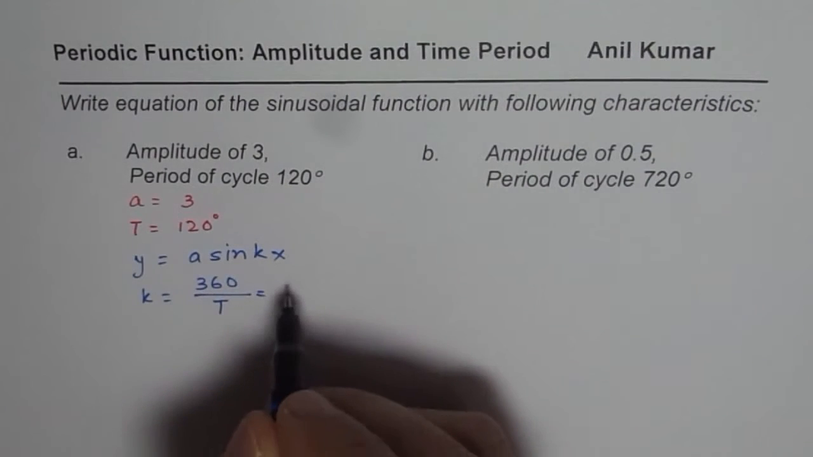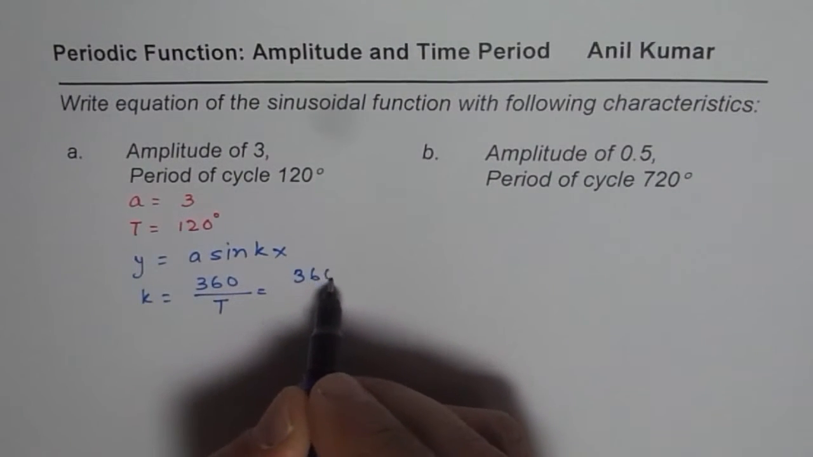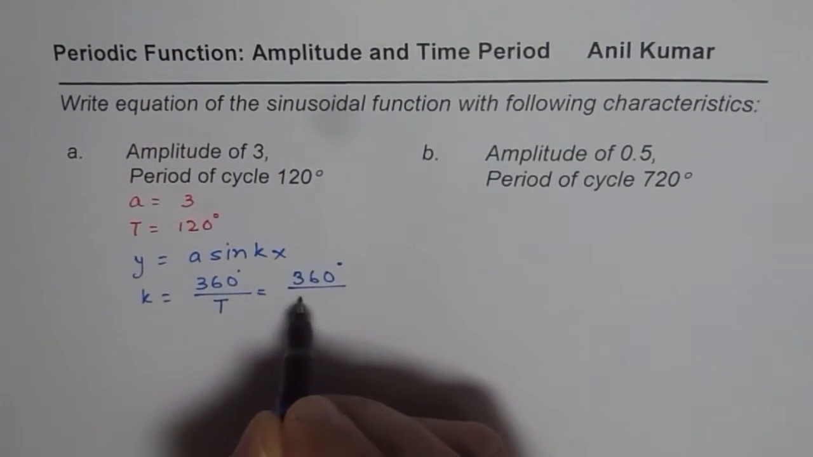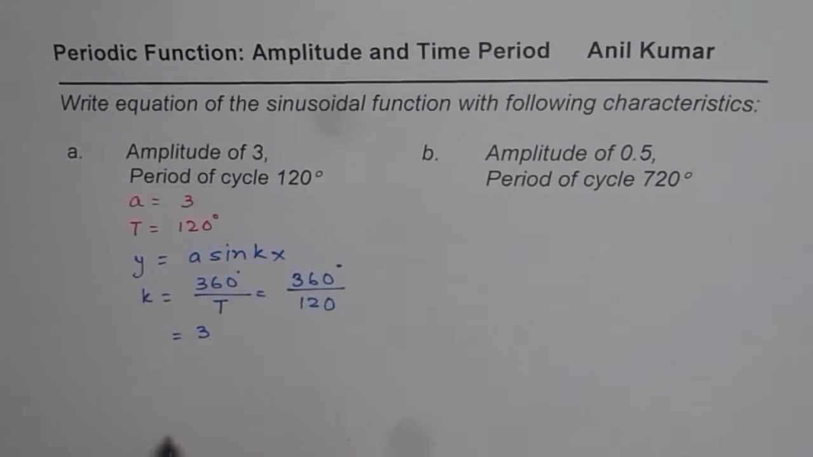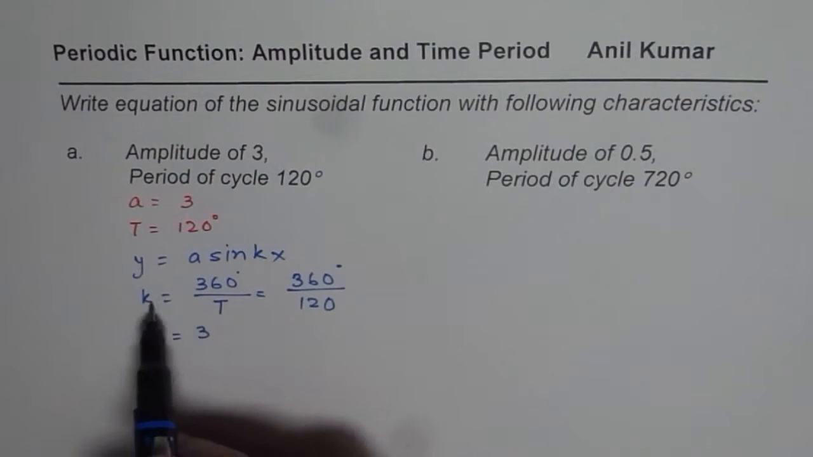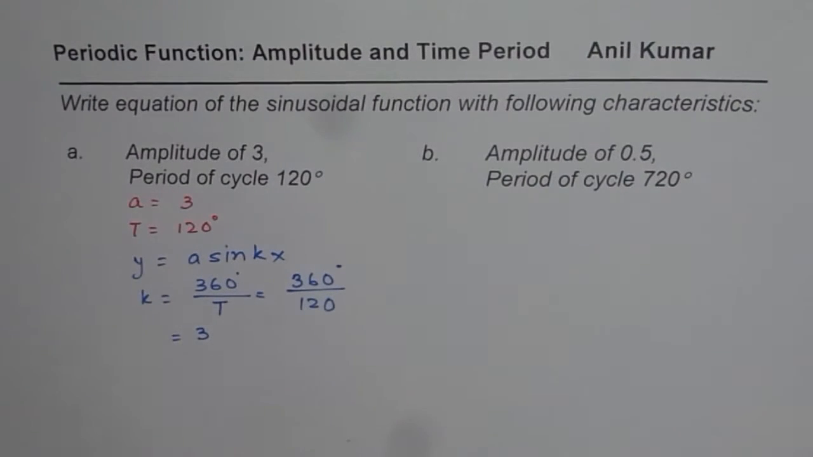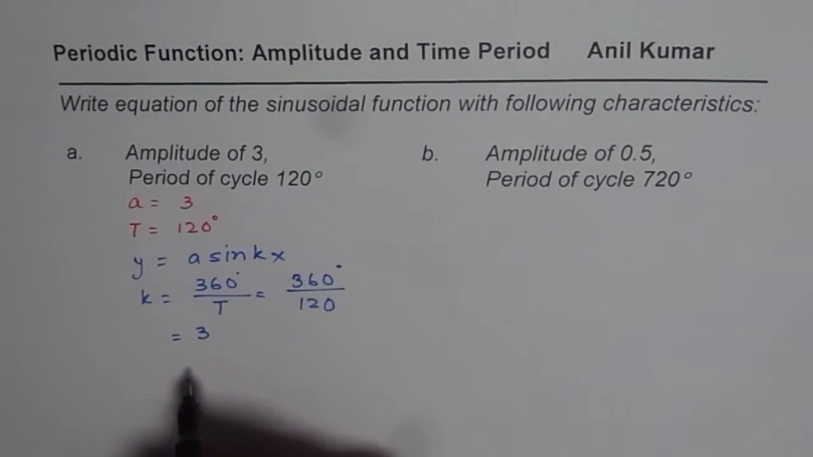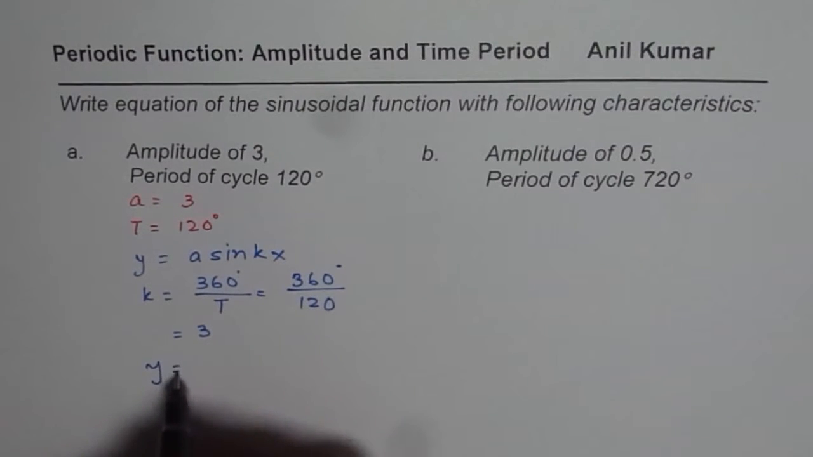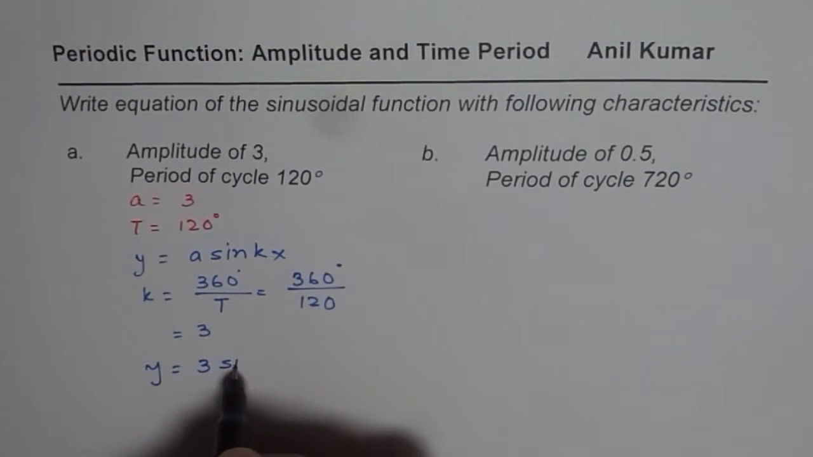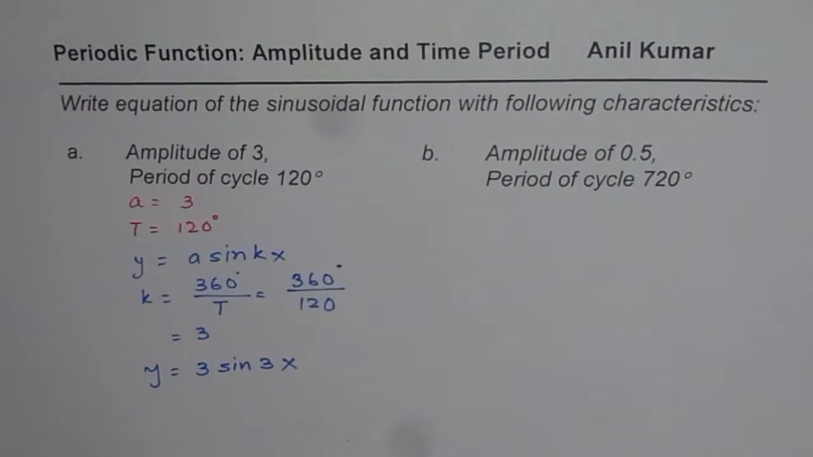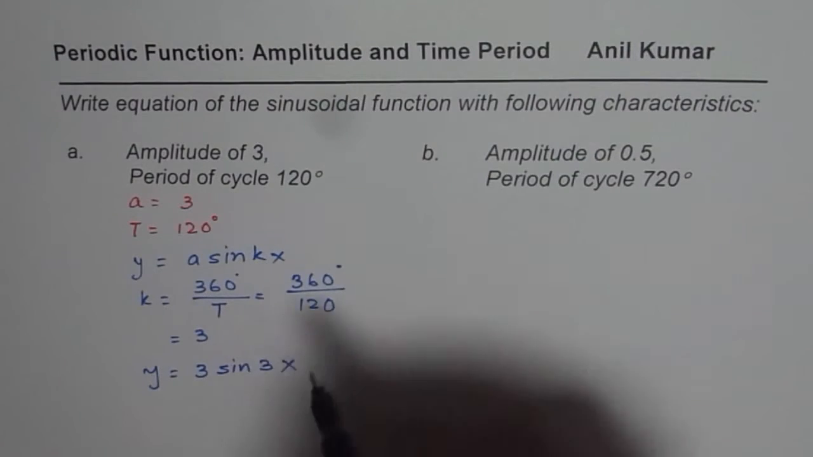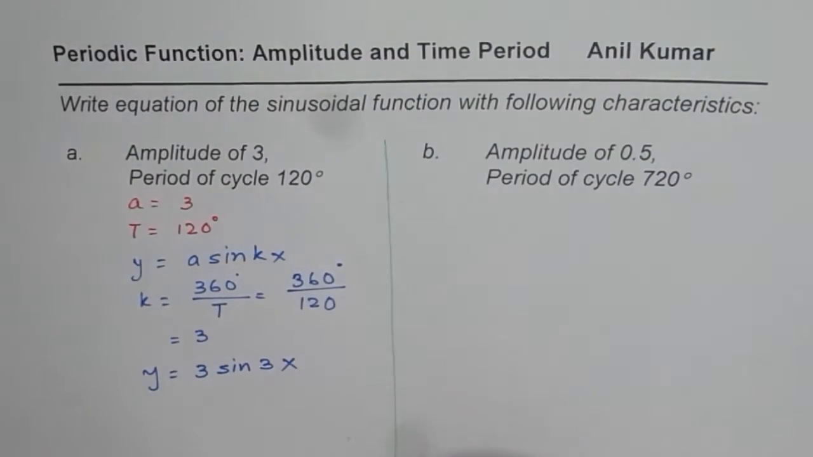Now the time period is 120, so we can write this as 360 degrees divided by 120, and that is equal to 3. Now we know A is 3, k is also 3 in this particular case, and therefore we can write the sine function as y equals 3 sine 3x. So that is how you get your equation. Now what you can do is you can actually sketch this function and see how it looks.